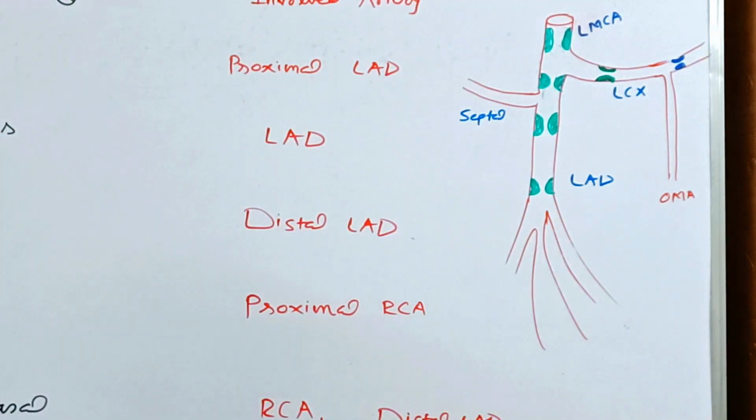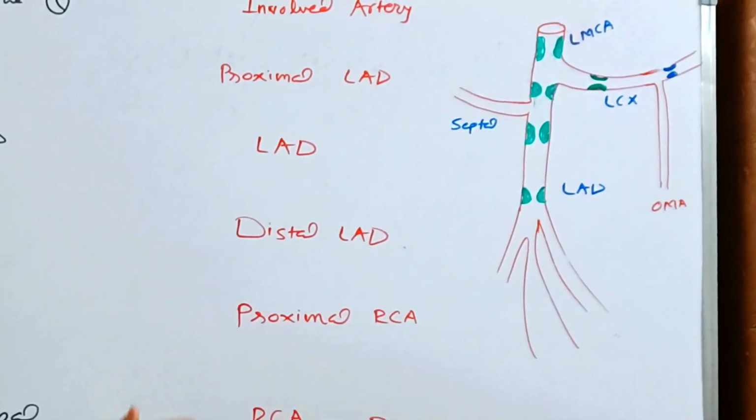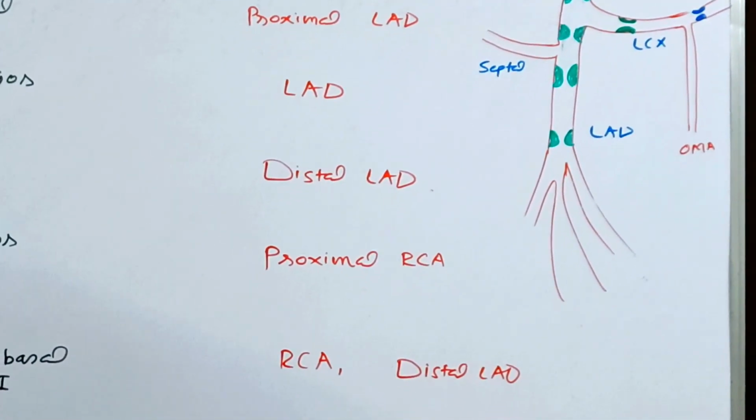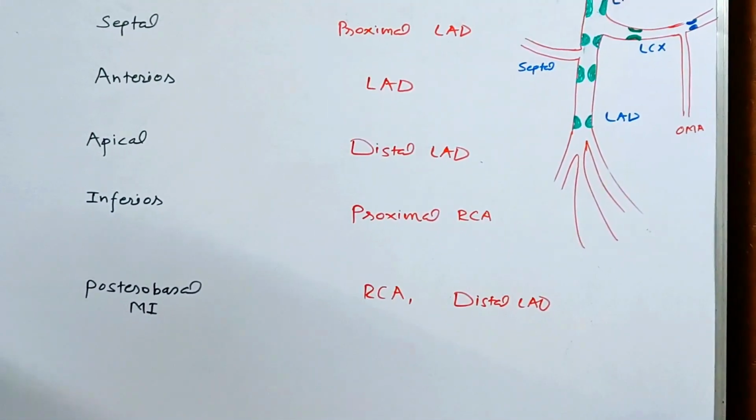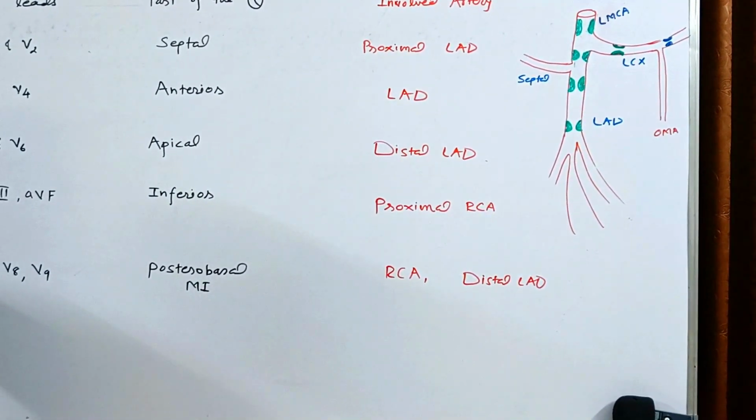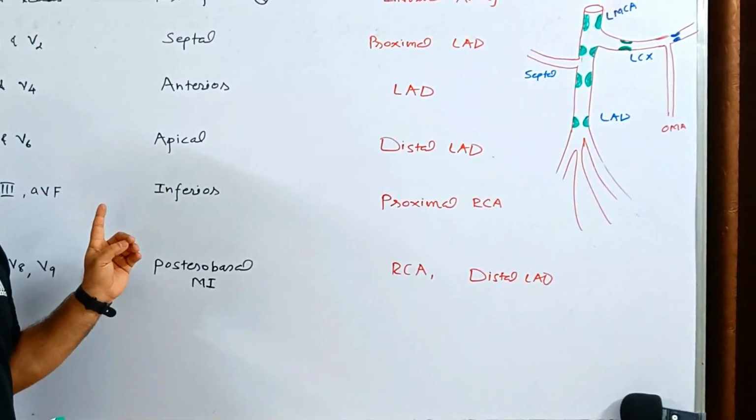So this is how we can predict which artery is involved by basically diagnosing which wall MI is there. Any question? Yes, please.